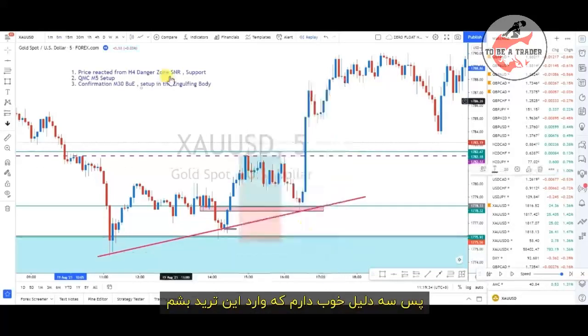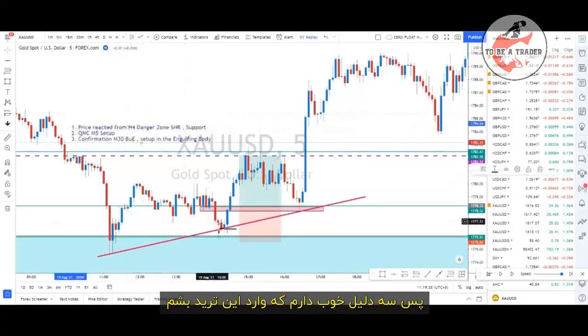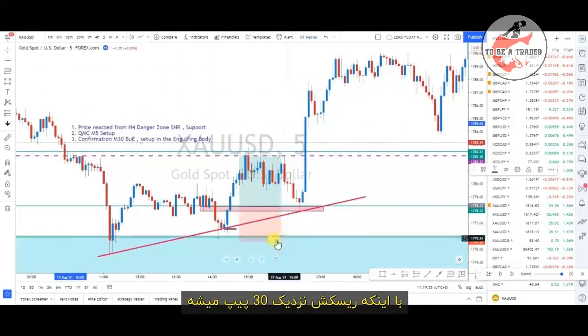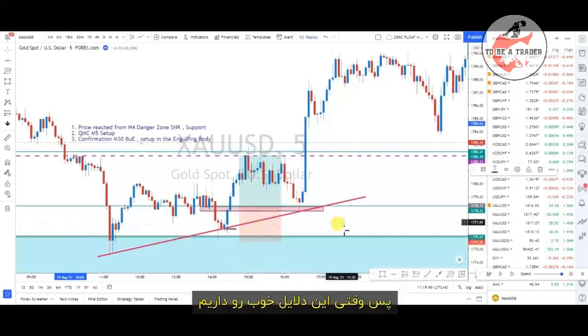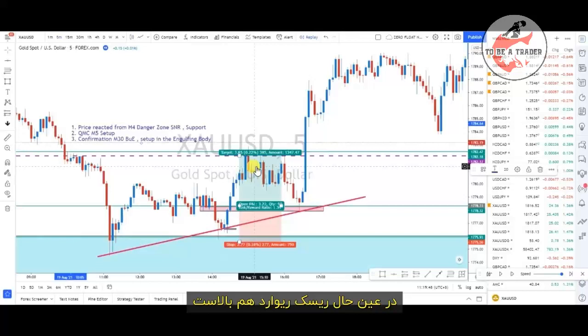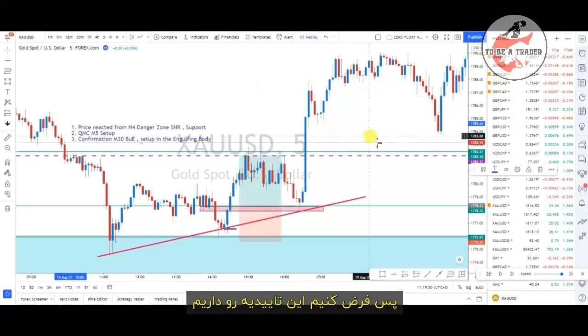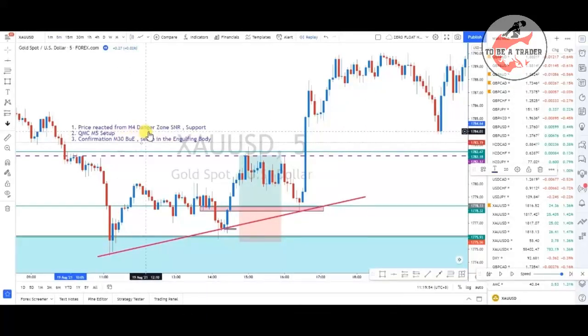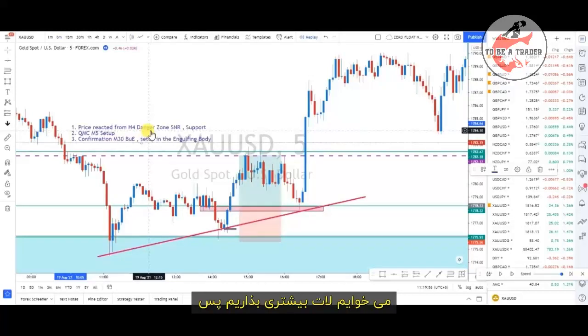Okay, so I have 3 strong reasons why I can enter this trade even though the risk is close to 30 pips. Okay guys, once we have this strong reason, 30 pips, at the same time the risk reward is quite high. So let's say I'm going to enter on 2 layers. Since we have all this confirmation, we want to risk a little bit higher, we want to put a bigger lot. So let's say I'm going to put 0.1 lot with 2 layers.